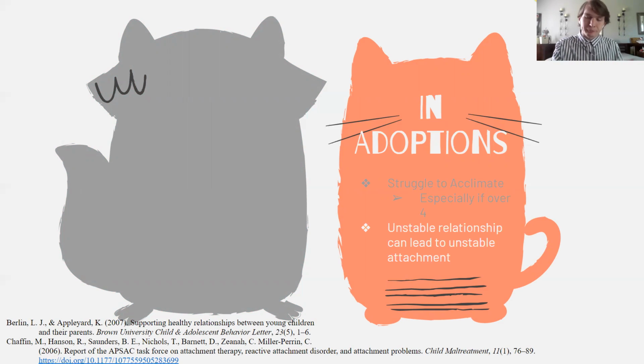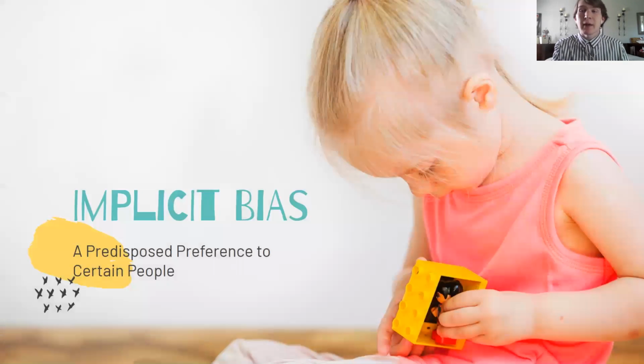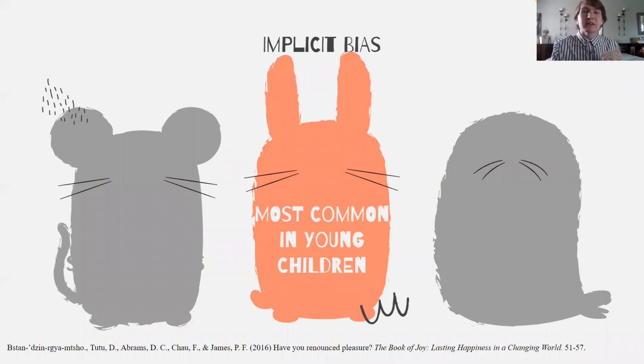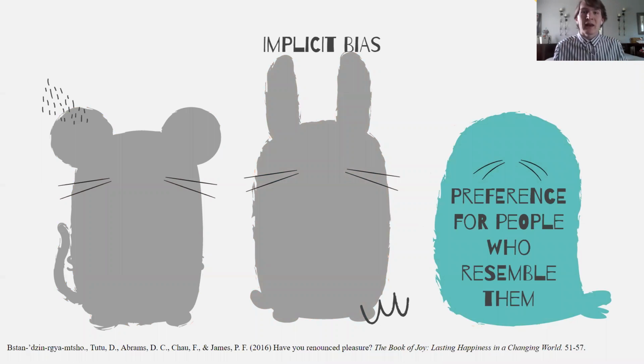Now, the other half of my research, implicit bias, is a genetic subconscious idea mainly found in young children, before they have made the switch from basic instinct to cognitive thought that is caused by cognitive development, and can be best described as a preference for people who resemble you. That means if you're a child, when you see someone, your mind unconsciously will make connections that if they genetically resemble you, you will automatically be predisposed to listen to them and be receptive to what they have to say. And that is what implicit bias does.